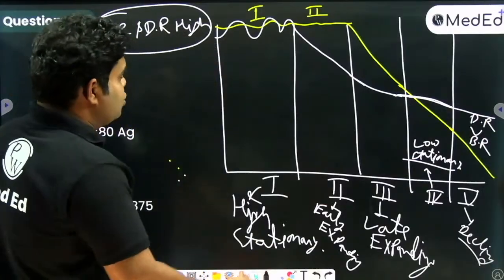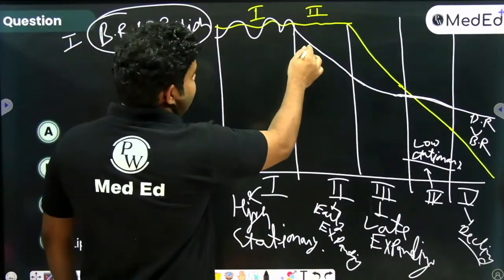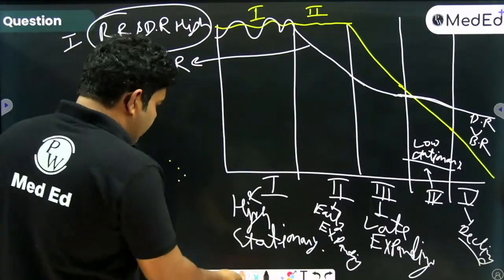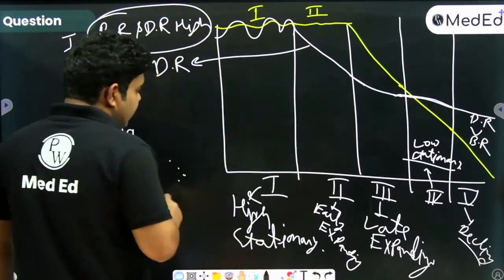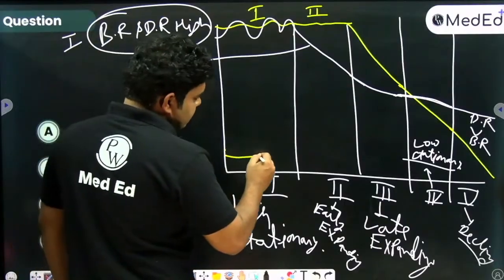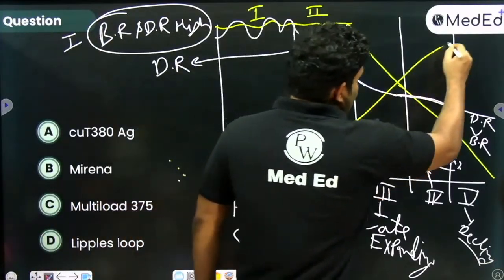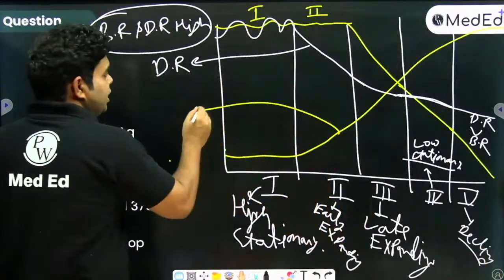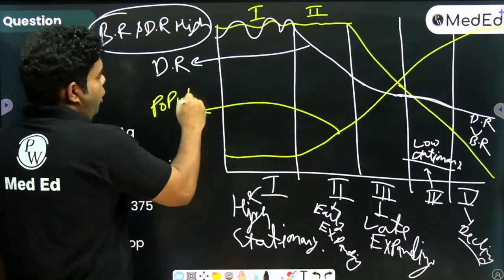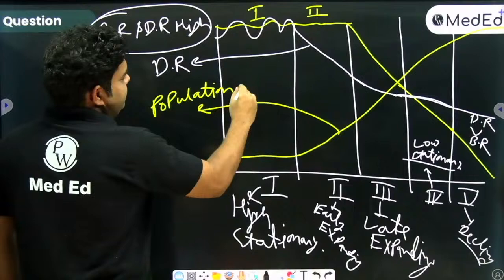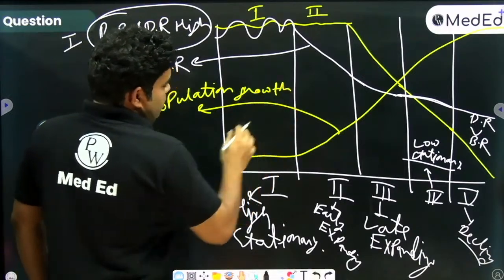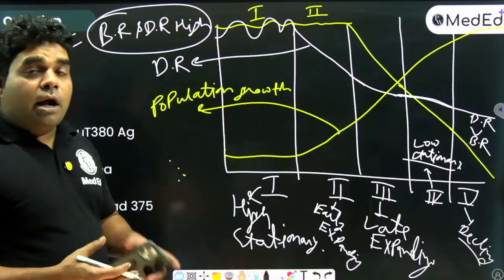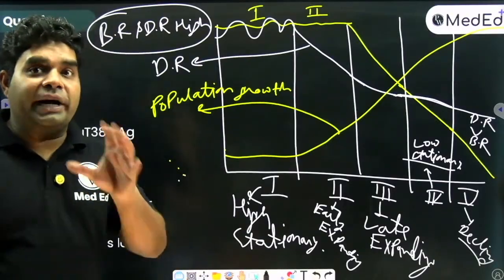So the marking question in NEET exam 2024 was, what is this second line? So this second line is definitely death rate. But they can also ask one more question here. If I draw a line something like this, what is this line indicating? This is indicating population growth. Our population is growing like this. And one more question they ask from here is, which phase has maximum growth rate?